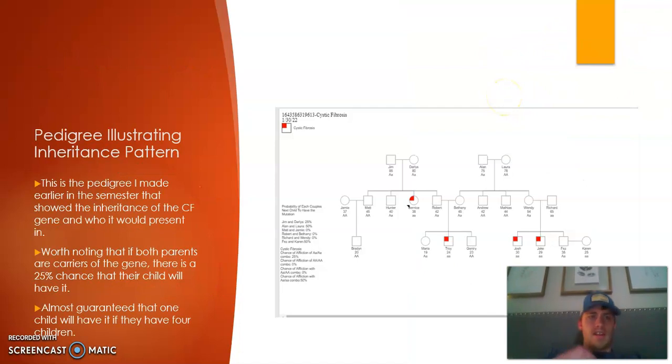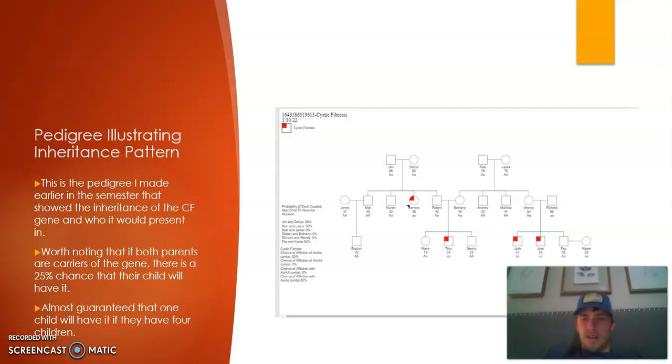Pedigree, illustrating the inheritance pattern. This is the pedigree that I made earlier in the semester that showed the inheritance of the cystic fibrosis gene and who it would present in. As I said before, worth noting that if both parents are carriers of the gene, there's a 25% chance that their child will have it. It's almost guaranteed that one child will have it if they have 4 children. So that's 25%, 1 in 4 children.